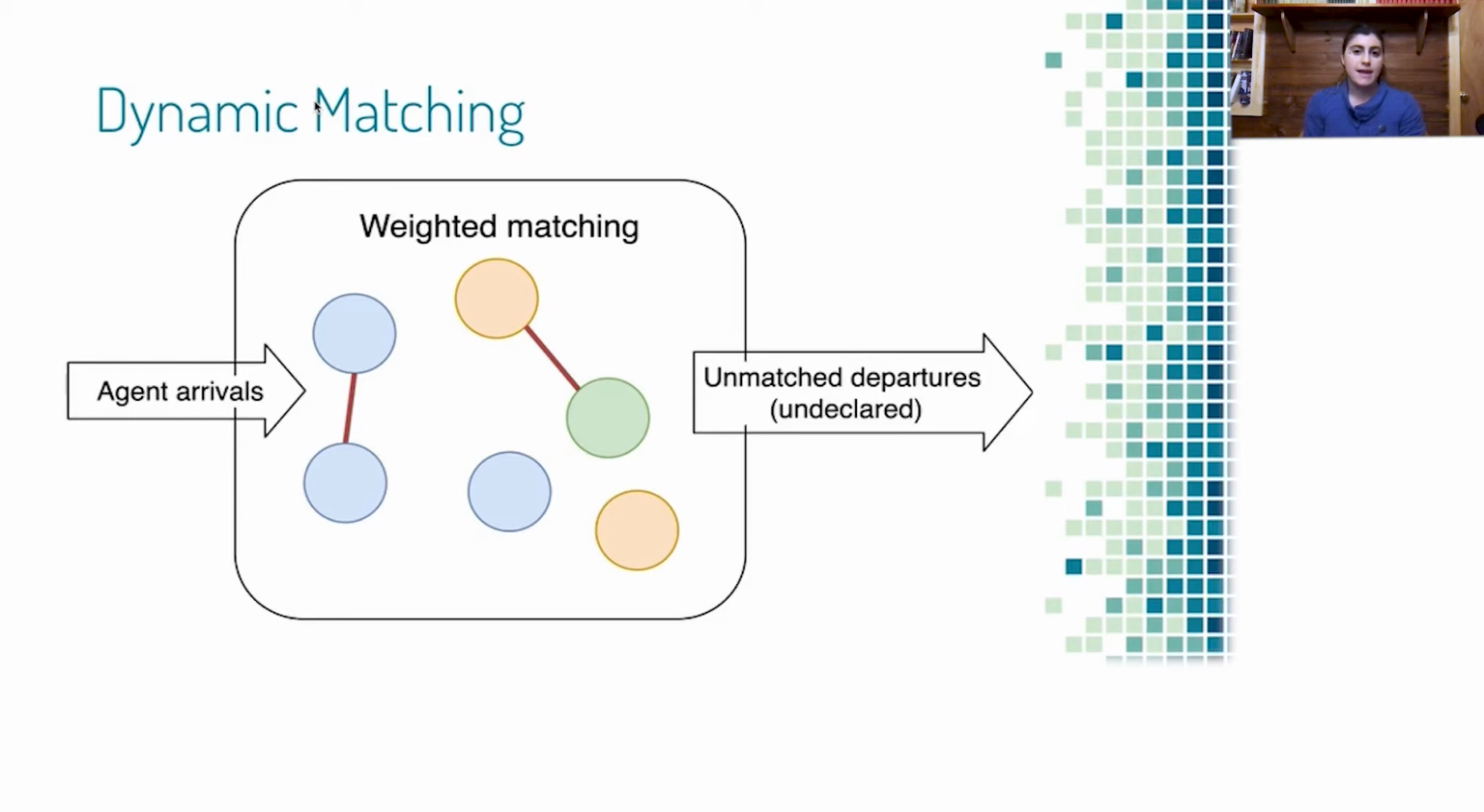So what is dynamic matching? Dynamic matching is a matching problem where instead of having all the information at once, you have agents that are arriving and departing, and you can only match agents, in this case represented as nodes, if they are in the market at the same time.